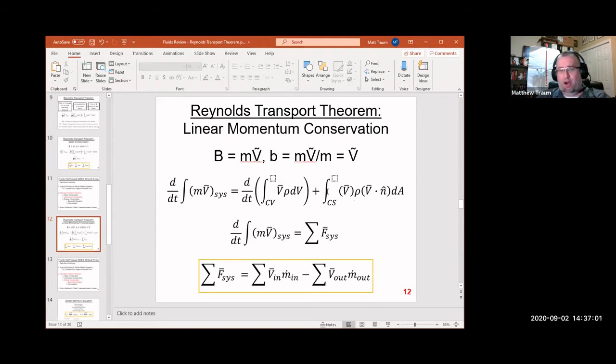The term on the far right here is the momentum flux across the system boundary. So this v dot n dA, when I integrate that across the control surface times the density, works out to just be the mass crossing the system boundary at this particular velocity. And so we end up with the sum of the forces on the system is equal to the flux of momentum entering the system minus the flux of momentum leaving the system.